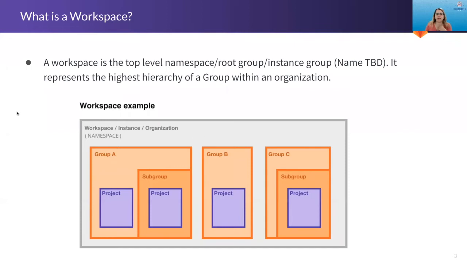Other permutations can be no flat projects underneath the workspace, but it may have a bunch of groups under it that contain projects. Other organizations organize it a bit differently. They have a group, then they have a subgroup, then they have a project, and there may be even a mixture of all of these different permutations. In any case, that top level that consolidates all of that, that's the workspace.